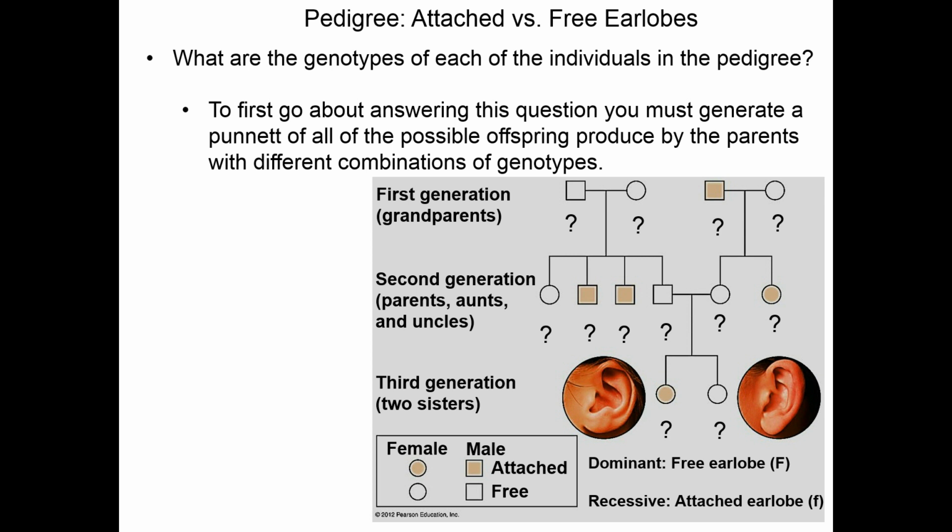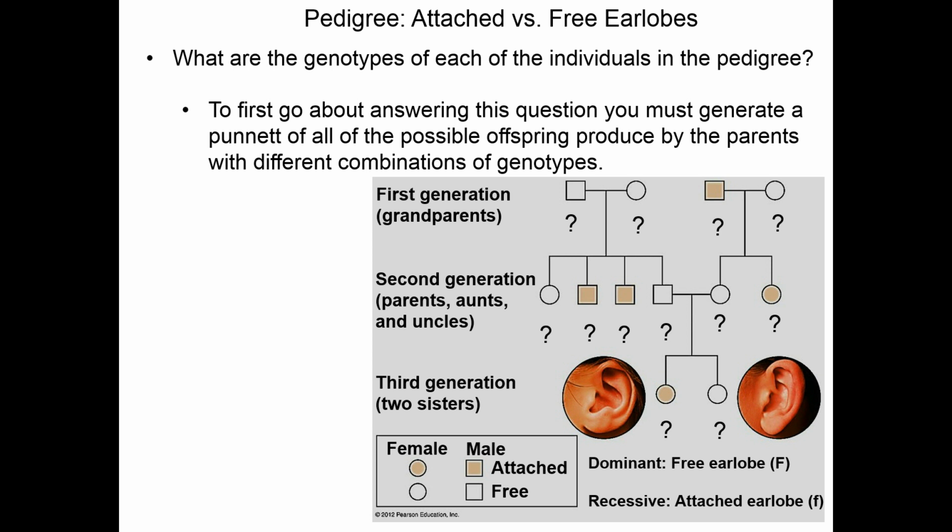And so here we're looking at, for instance, attached versus free earlobes. So again, having free earlobes is a dominant trait. Having attached earlobes is a recessive trait. Now, how do you go about figuring out the genotypes of each of the individuals in a pedigree?